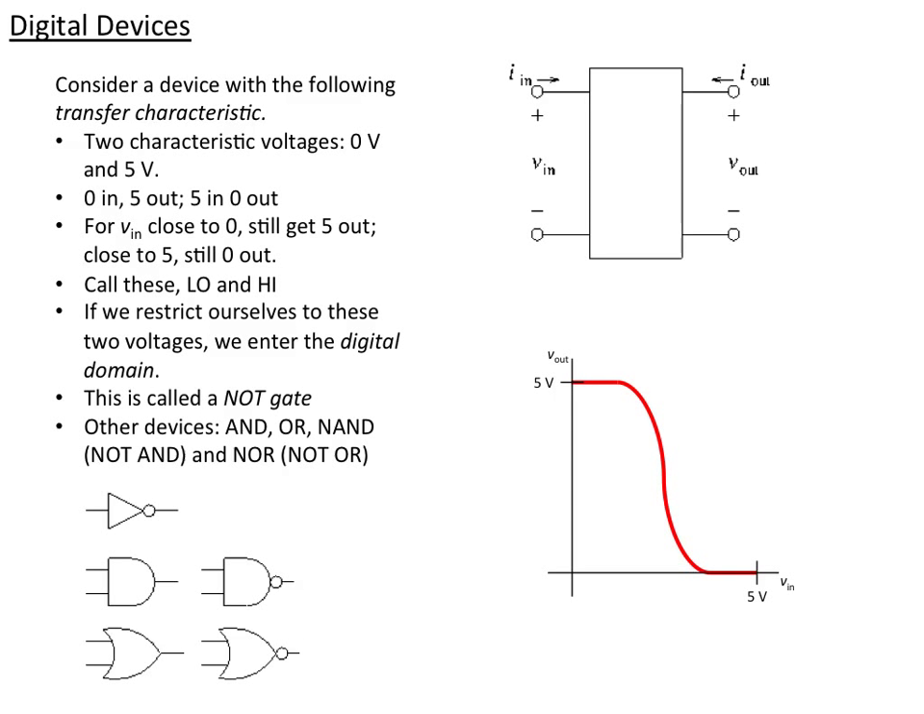There are a bunch of other devices, many of which have two inputs, an AND gate, an OR gate. This one puts an output if both of the inputs are high, it gives a high output. An OR gate puts out high if either or of the two inputs are high. And then you can take the inverse of that, not AND, the little circle there means not, and not OR, otherwise NAND and NOR.